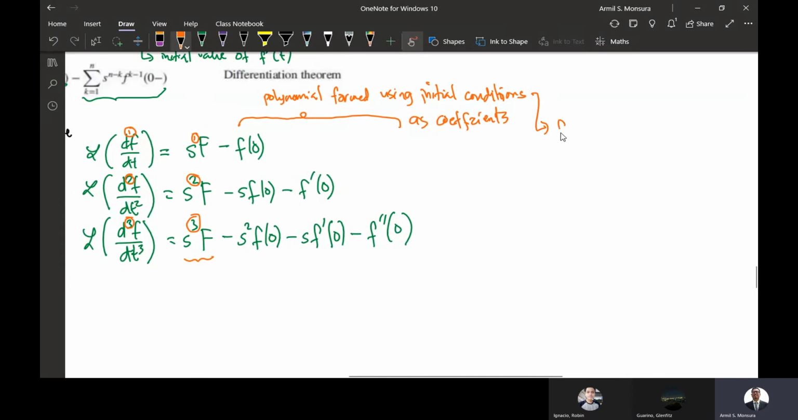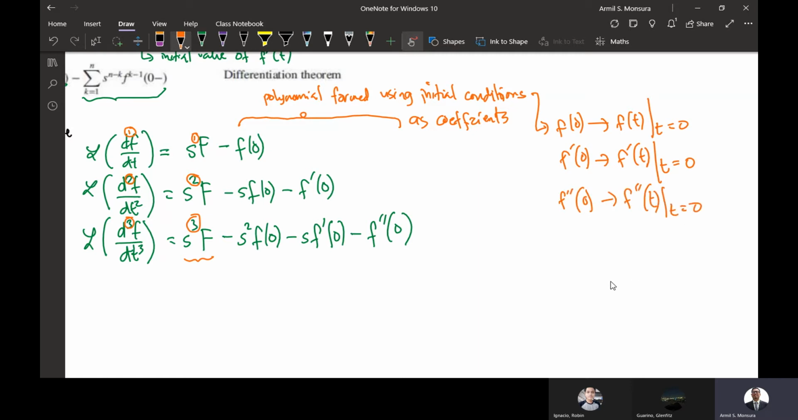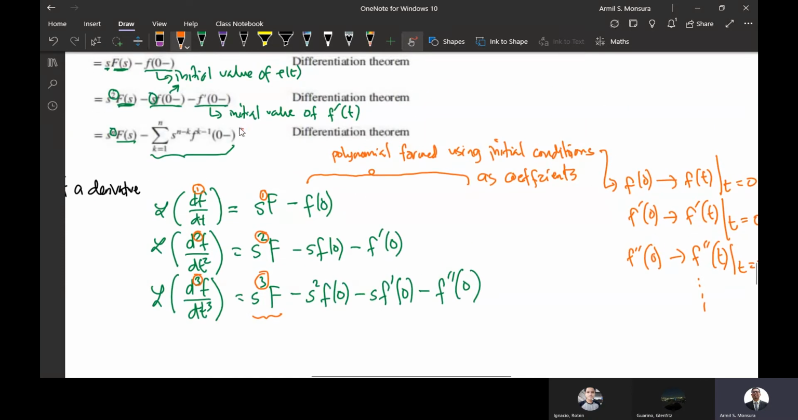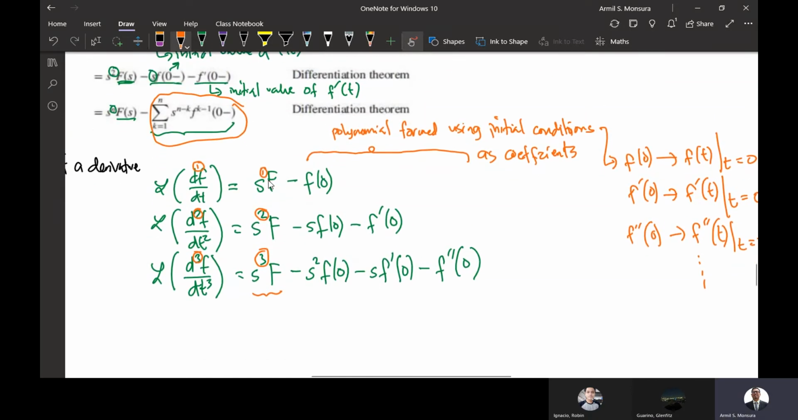Again, yung initial conditions dito is yung f of 0 or yung value ng f of t when t is equal to 0. F prime of 0 or the value of f prime of t when t equals 0. F double prime of 0, which is the value of f double prime of t when t equals 0, and so on. Yan yung tinatawag natin na initial conditions. So yung part na yan is a polynomial formed using initial conditions.